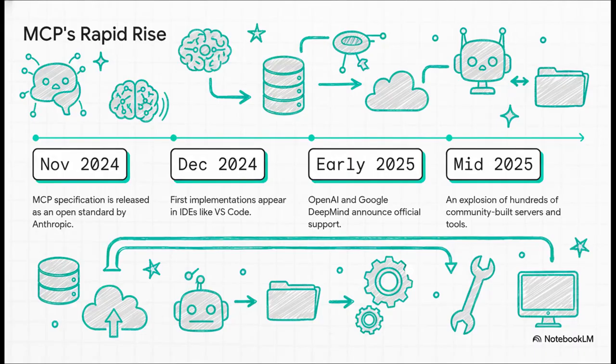I mean, the momentum here is just incredible. Just look at how fast this all happened. The official spec was only released in November of 2024. Within a single month, it was already showing up in IDEs. A few months after that, the major AI labs were all on board. And by the middle of 2025, the community had already built hundreds of open-source servers. This isn't a slow burn, it's a wildfire.